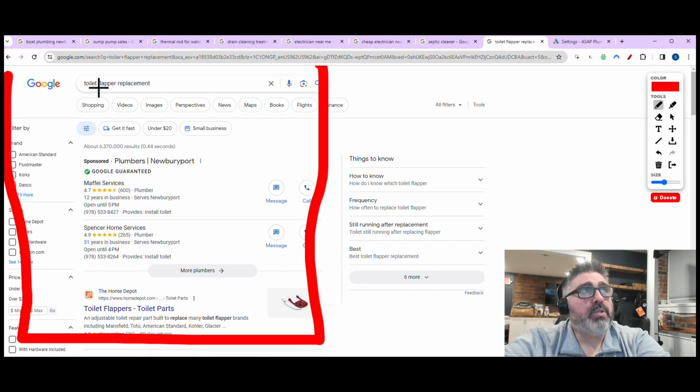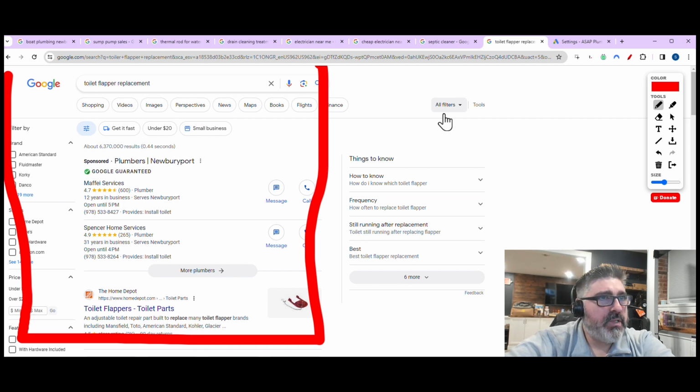Again, toilet flapper replacement. This is something that would indicate parts. LSA is showing up here. So there you have it. Stay away from broad match. Focus in on exact match keywords, because those are the keywords you want to use to not only save money, but to generate a higher quality lead.